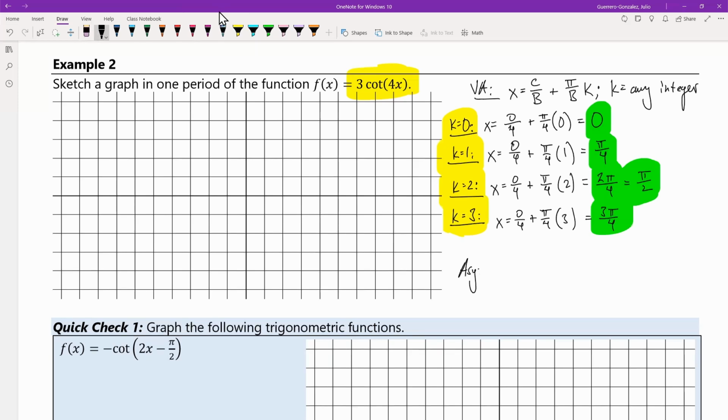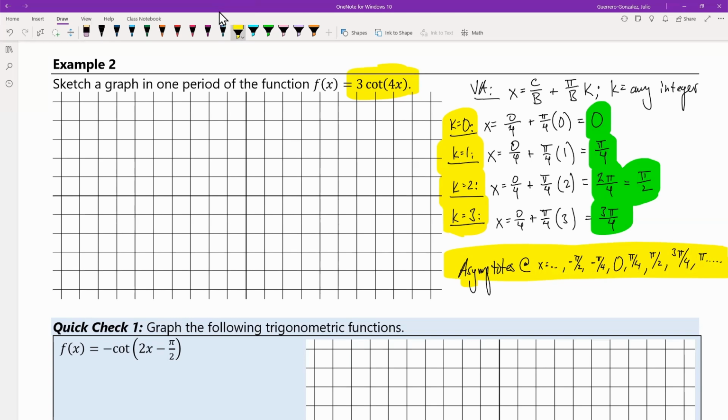Asymptotes. x equal, I'm going to start in the middle here, 0. Pi over 4. Pi over 2. 3 pi over 4. Pi is the next one, 4 pi over 4. And they go in the negative direction too. So negative pi over 4. Negative pi over 2. Dot, dot, dot, dot, dot. And in the other direction too. There we are. This is where our asymptotes are. At this point, we're all done.